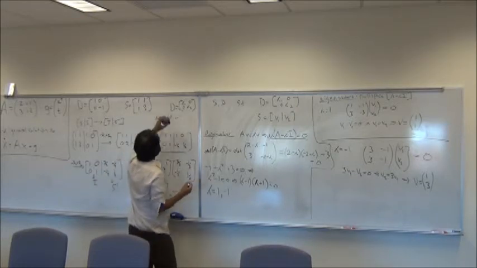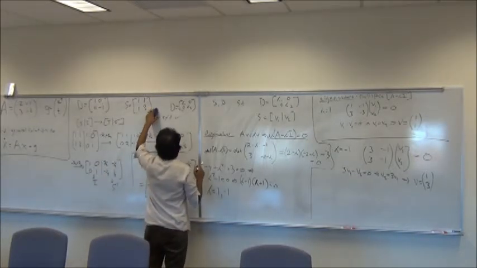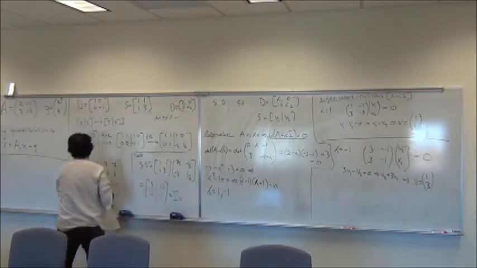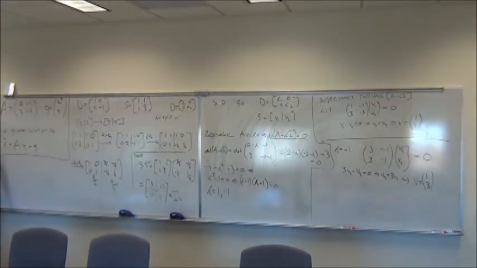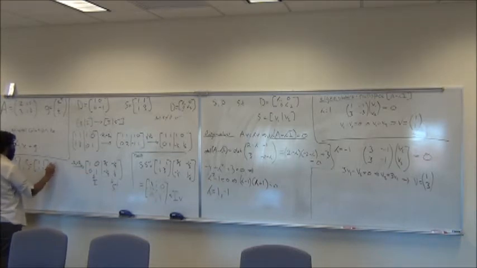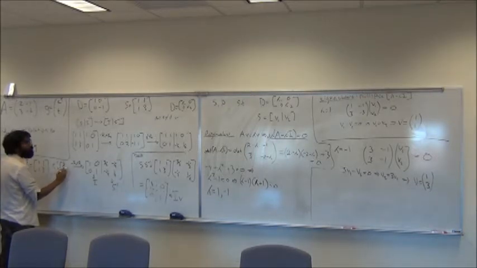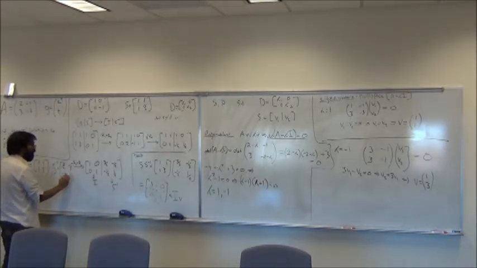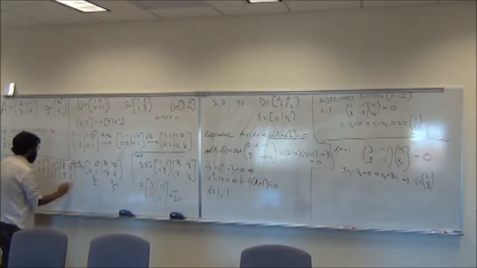And so let me just erase this part here. Oh, well, you know what? Why don't I write it here for summarizing? So I have D equals 1, 0, 0, minus 1. S is equal to 1, 1, 1, 3. And S inverse is 3 halves, minus 1 half, minus 1 half, 1 half. Okay.